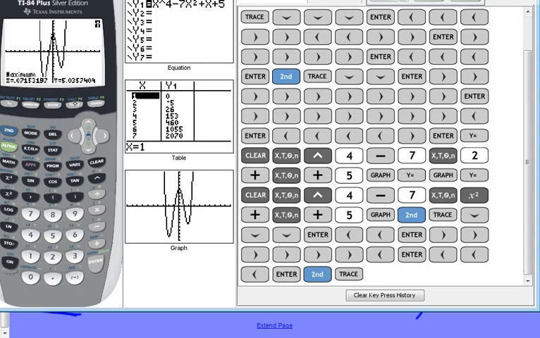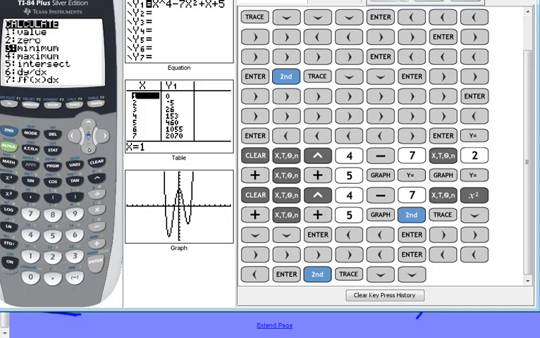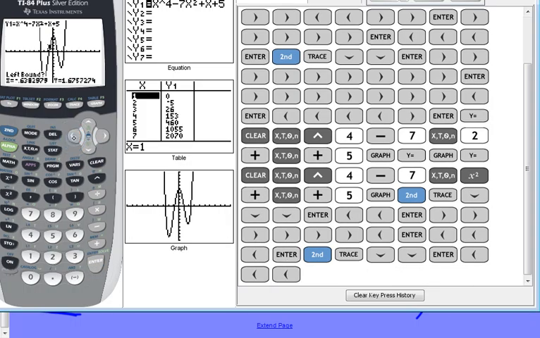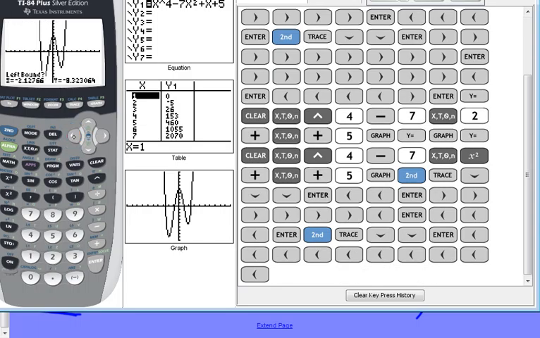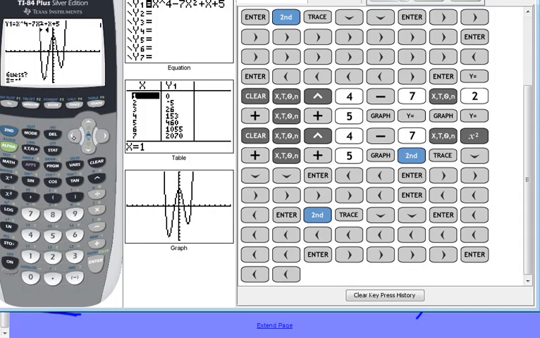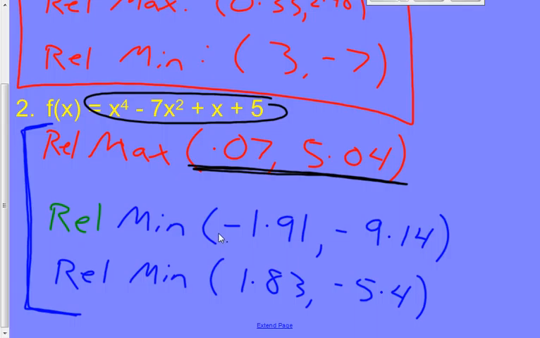Second calc once again, or second trace, which is the calc button. Now we're going to find our minimum, which is number 3. So scroll left as far as you can to get to the left side of that valley, right about there. Now let's go to the right bound of my minimum, right there. And now I'll try to put your cursor right on top of it. Right there should be good. And it says that my minimum is at negative 1.91 and negative 9.14. And that's how I got this negative 1.91, negative 9.14.